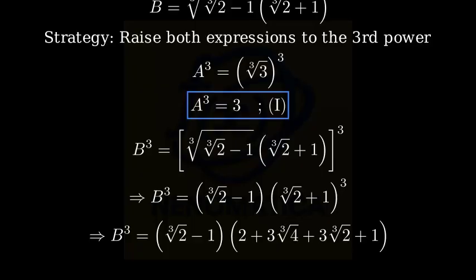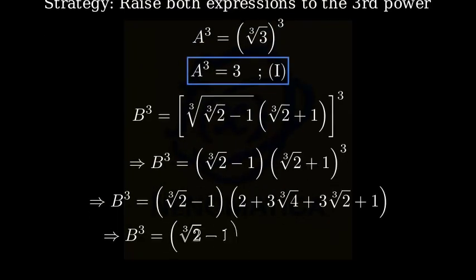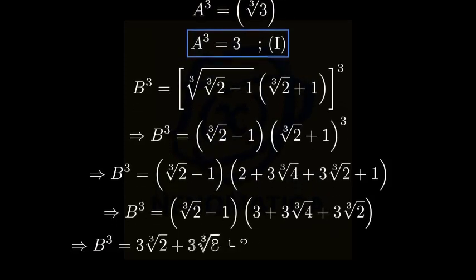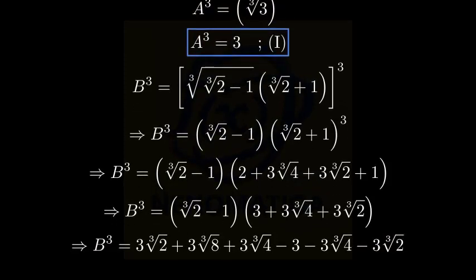Let's simplify this expression further. We can rewrite it as the cube root of 2 minus 1 multiplied by 3 plus 3 times the cube root of 4 plus 3 times the cube root of 2. When we multiply this out, we get 3 times the cube root of 2 plus 3 times the cube root of 8 plus 3 times the cube root of 4 minus 3 times the cube root of 4 minus 3 times the cube root of 2.